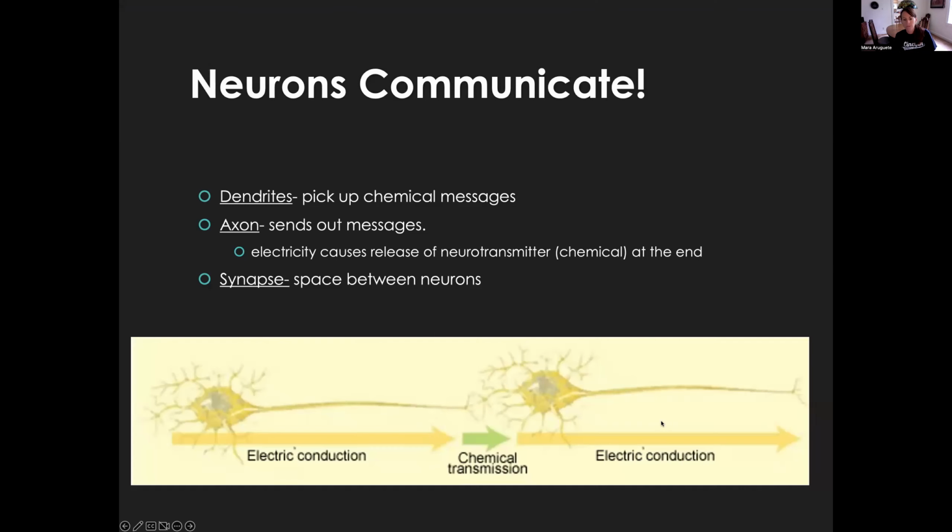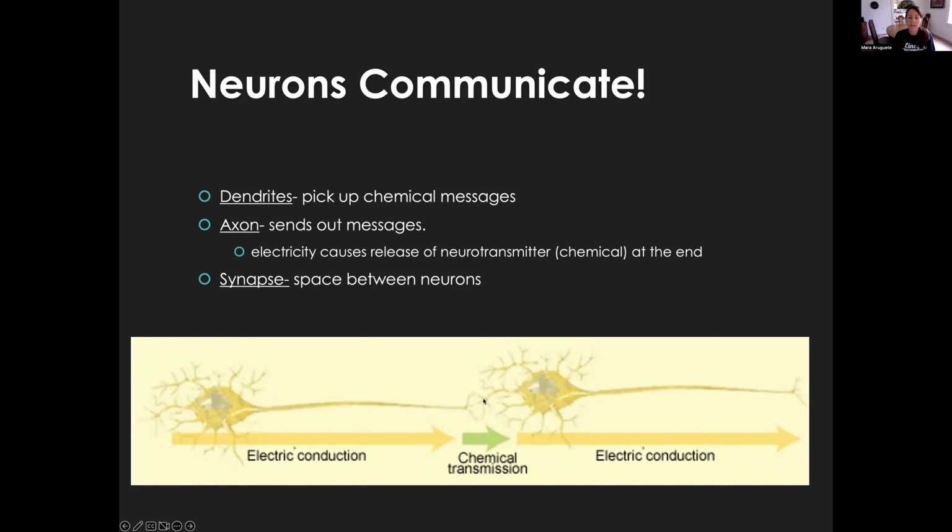Neurons are going to communicate, as I talked about earlier. There's some electrical conduction that goes through the neuron, and then in between neurons, there is a transmission of a chemical. That chemical, again, is called a neurotransmitter, and then the next neuron has electrical conduction again. So the dendrites of the neuron, out here at the edge, are going to pick up chemical messages coming from another neuron. And then the axon, and there's going to be electricity going all the way through that axon.